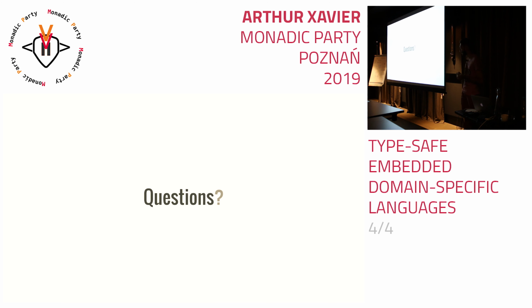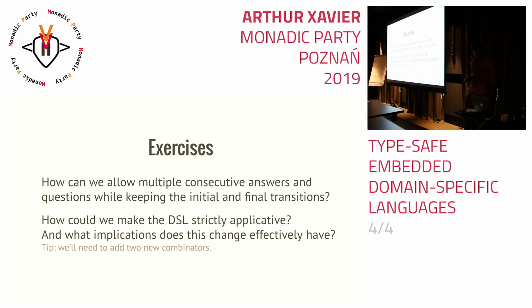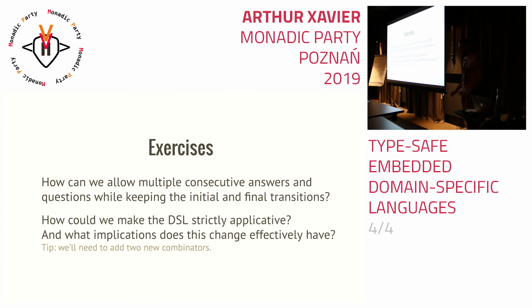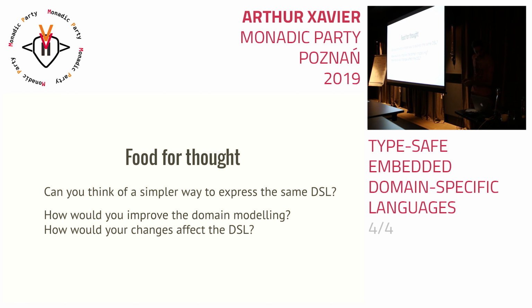No? Okay. So there are some more exercises here, like how could we make the DSL strictly applicative? Because now we're able to, for example, depend on previous results in the language in order to produce other ones. I don't think it makes sense to do that now, but we can think of how we could do that and what the effects and implications of doing that are. This tip is false because I've changed a few things. I'm going to remove it.